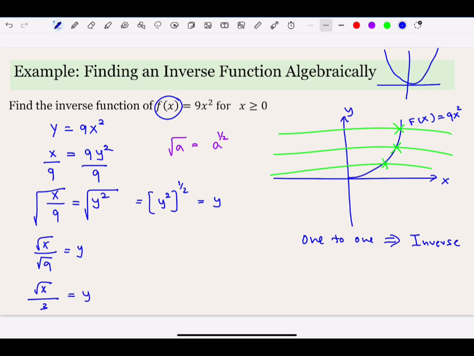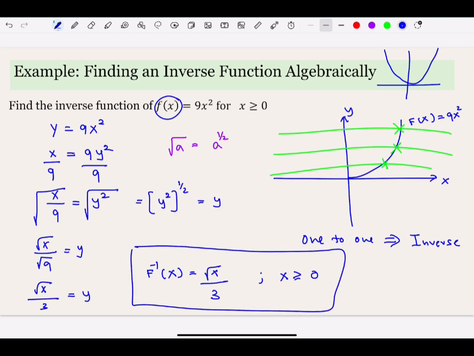So you don't have to do all this simplification. If you want, you can stop at this step, but I did some simplification. So now we are at the final step. Now you can replace your y by the f inverse notation, and f inverse gives you the square root of x over 3. And remember, here actually we considered all the positive values. The x values are positive. The graph is also for positive values, which means your inverse function is also defined only for positive x values. So this is the inverse of f of x.